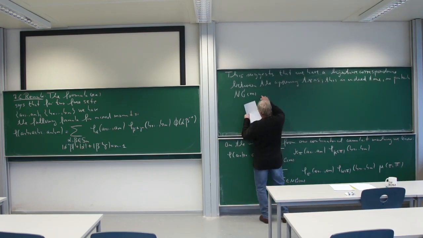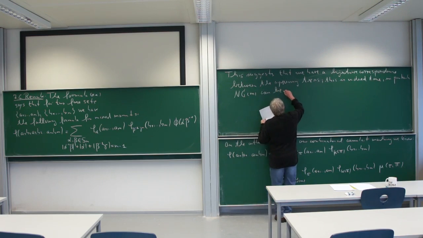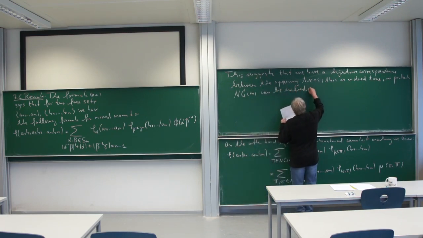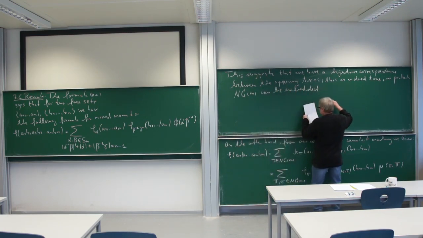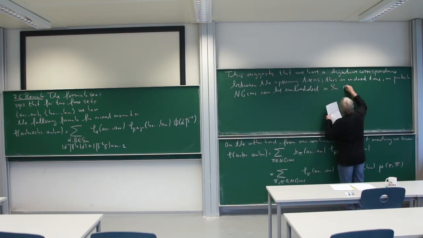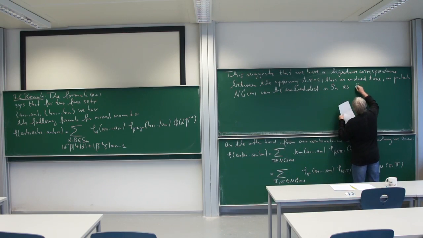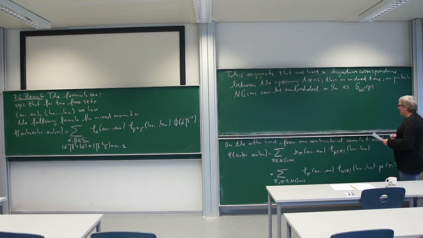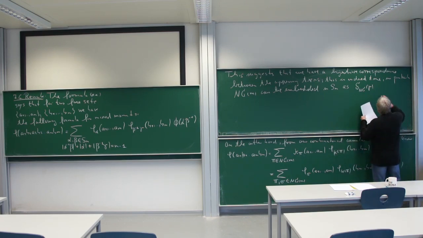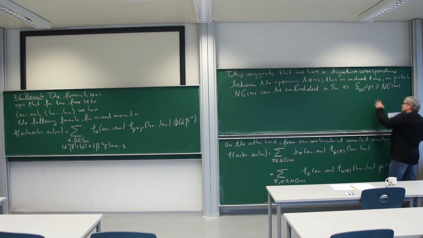So NC(m) can be embedded in the permutation group of m elements as, let's say, S_NC(gamma), which I will define in a moment. This is a subset of S_m, but it is isomorphic to NC(m), not only as a set, but one can also put a coset structure here, and then it's the same.